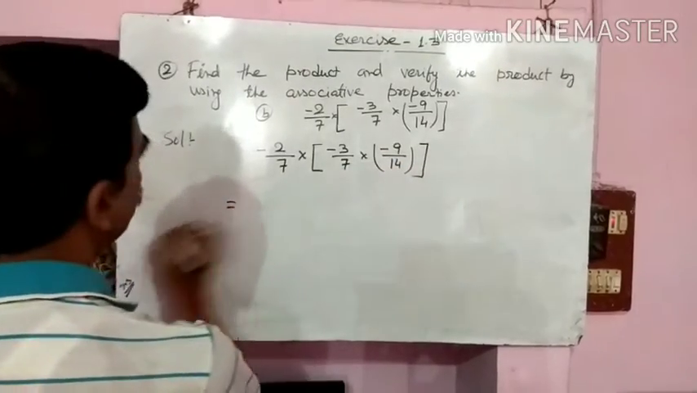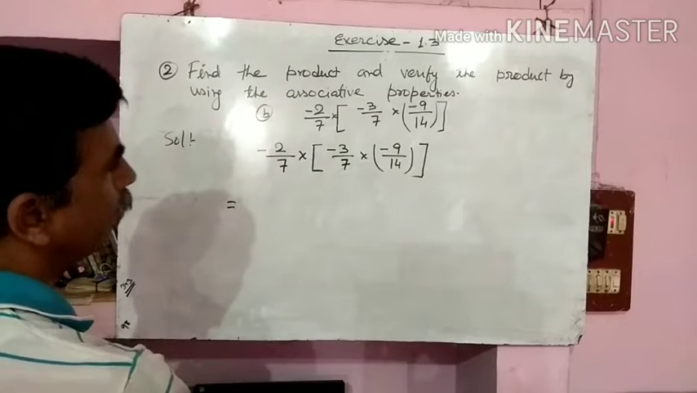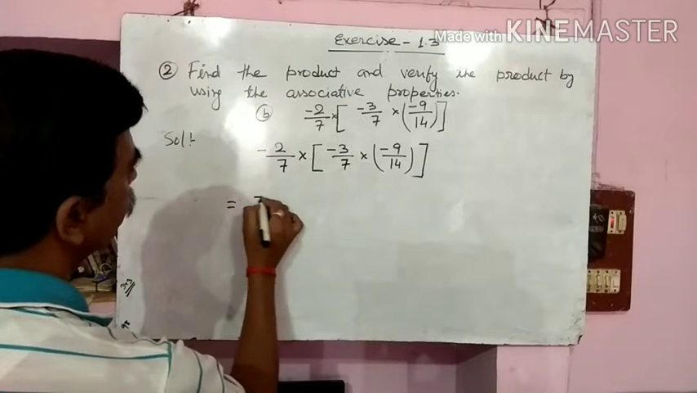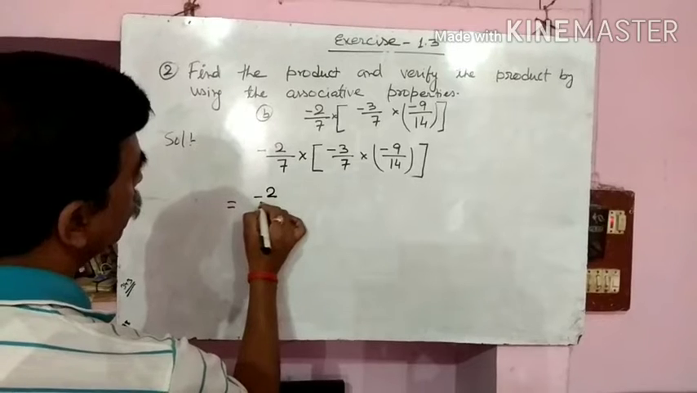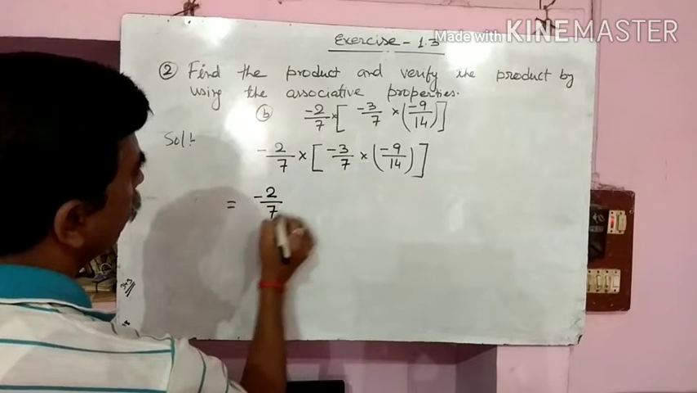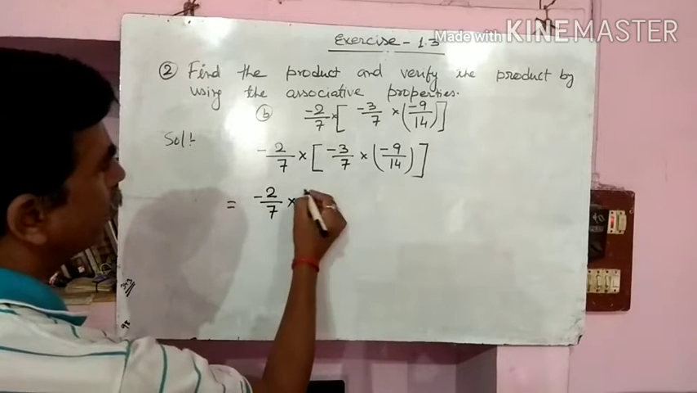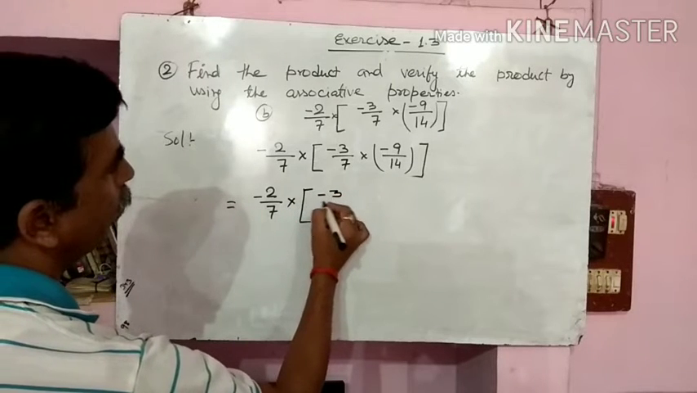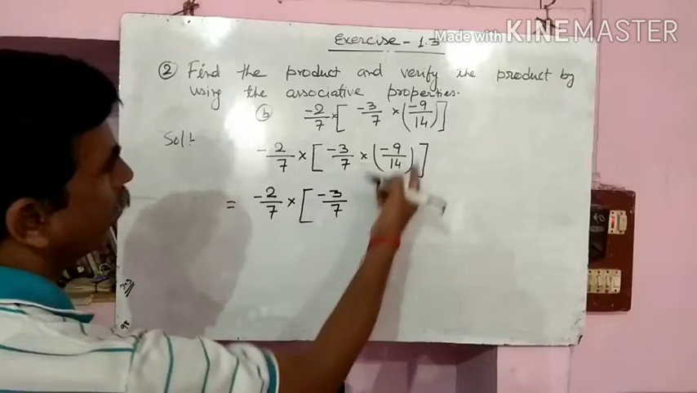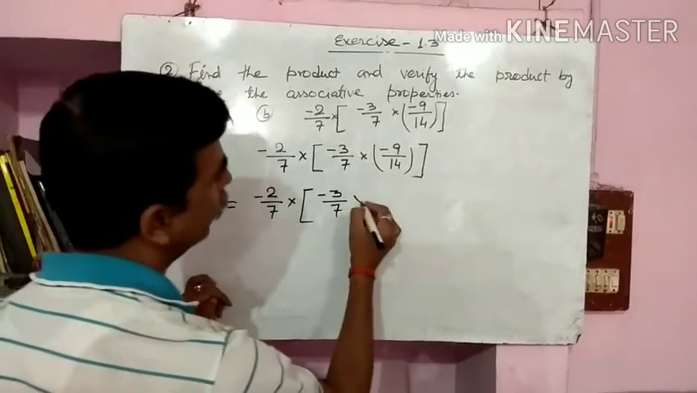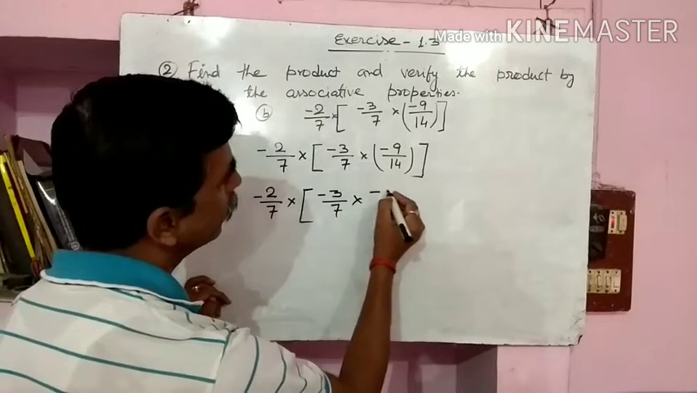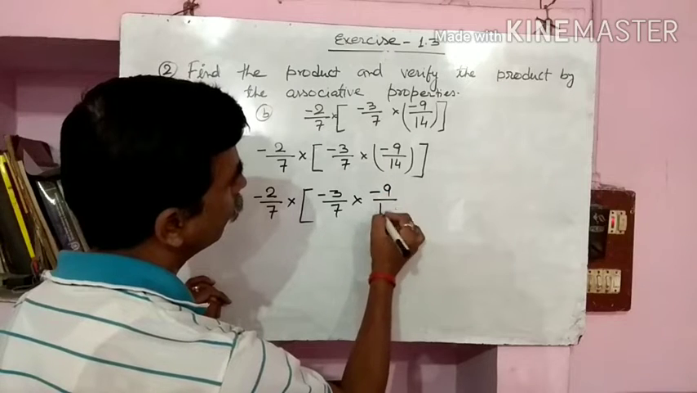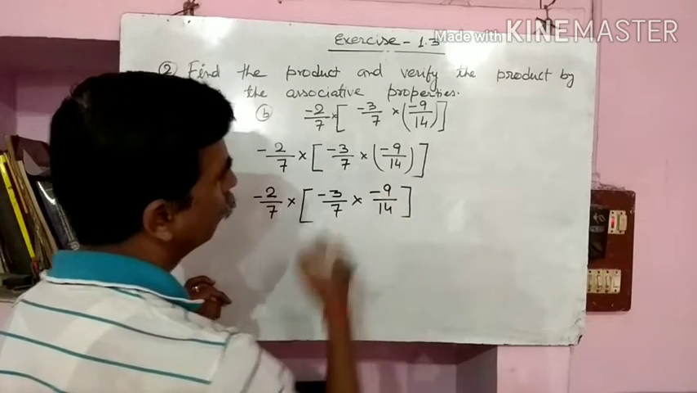As you know, if we follow the format of BODMAS, it says to solve the term inside the bracket first. So it will be minus 3 by 7. After opening this bracket, you will get minus 9 by 14.